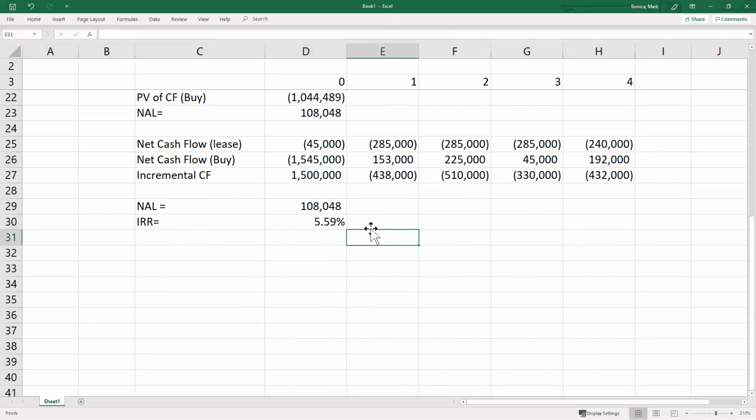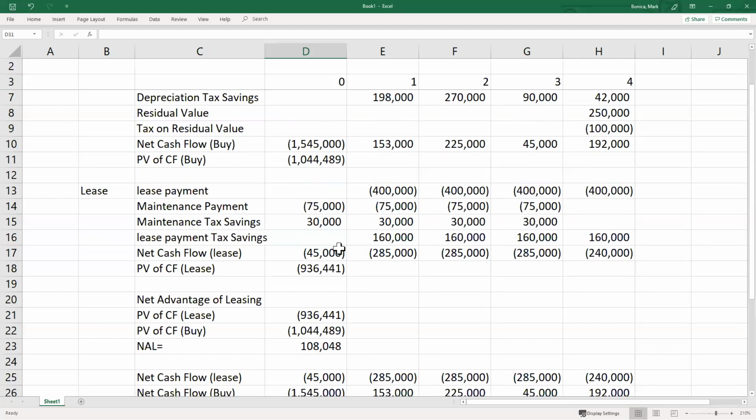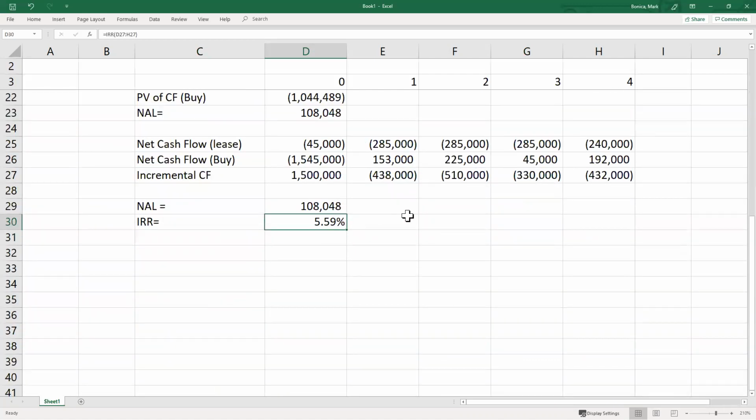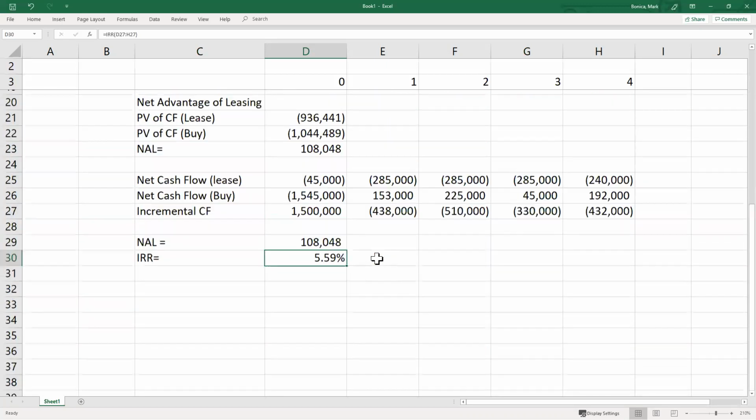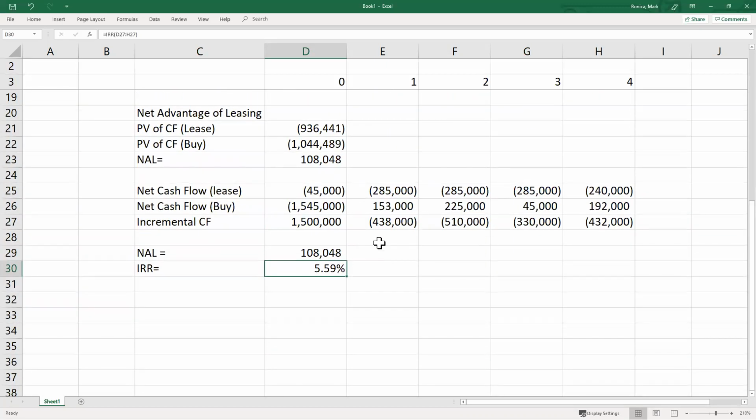And again, my IRR is slightly different than the book because I put the $75,000 maintenance payment at time 0 in the lease. So the book answer is 5.3%. I come up with roughly 5.6% for NAL. But it is consistent here.